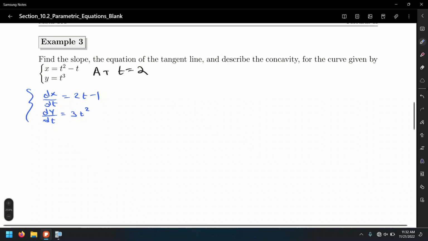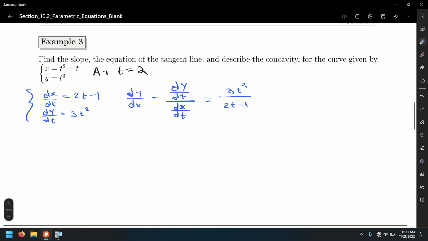All right, so let's find dy/dx, which is the quotient dy/dt divided by dx/dt. The dy/dt in this case is 3t squared divided by the dx/dt, which is 2t minus 1. Well, in this case, there's nothing we can simplify like a numerical common factor or a power of t, so that's the simplest we can go.